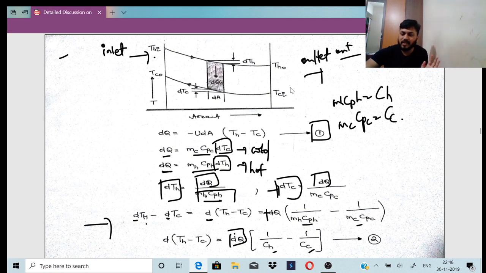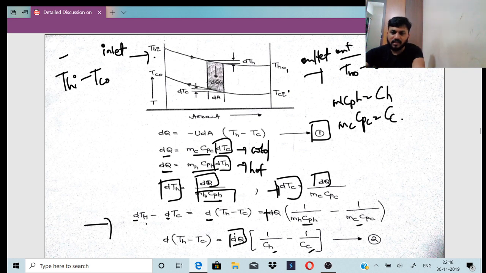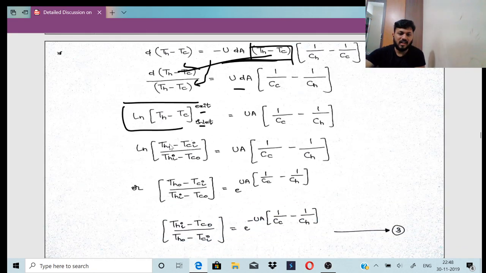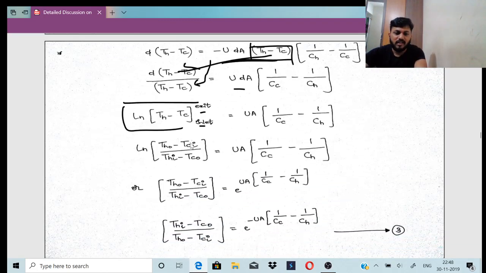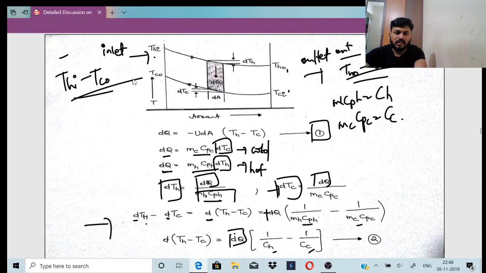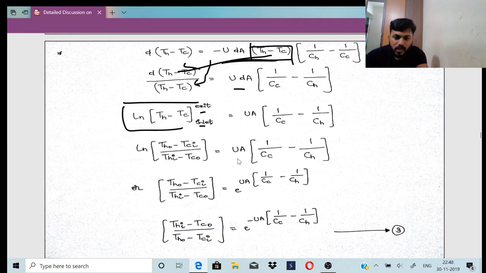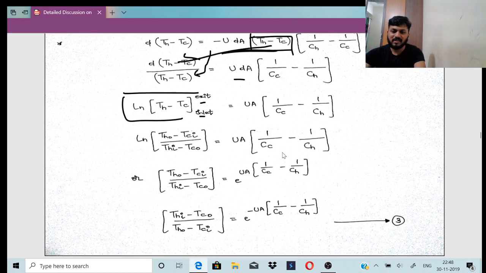तो exit का temperature difference क्या है इधर? TH0 minus TCI, है ना? This is the exit temperature difference. Inlet का temperature difference क्या है? THI minus TC0, right? You guys understood? So the same thing, this one and this one substituted here. Okay, ln of TH0 minus TCI, that is the exit का equation, divided by THI minus TC0, inlet का equation, is equal to UA 1 by CC minus 1 by CH.